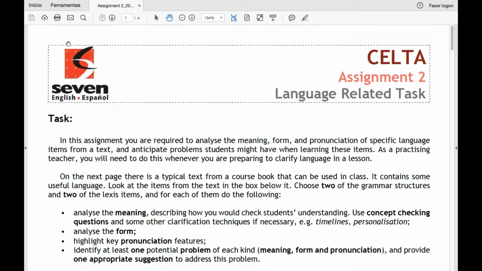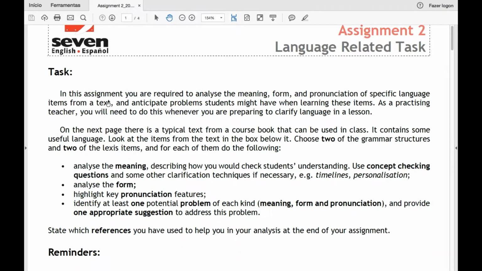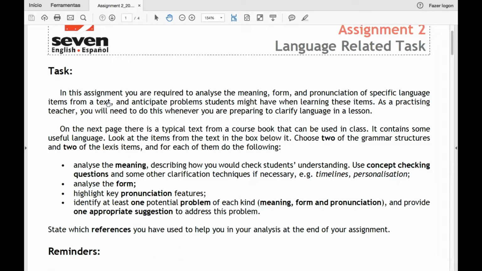Hi, this is your assignment 2, Language-Related Task. In this assignment, you're required to analyze the meaning, form, and pronunciation of specific language items from a text and anticipate problems students might have when learning these items. As a practicing teacher, you will need to do this whenever you're preparing to clarify language in a lesson.